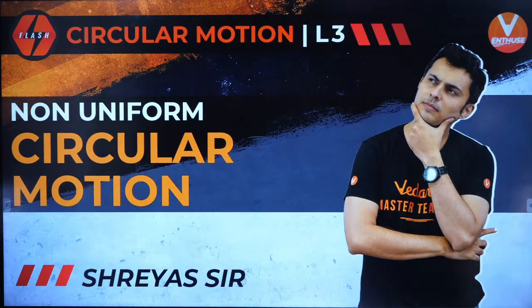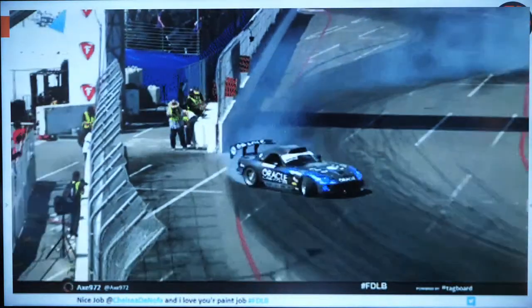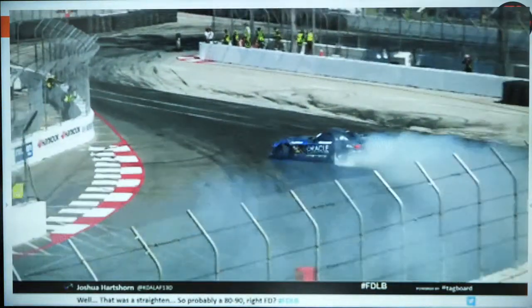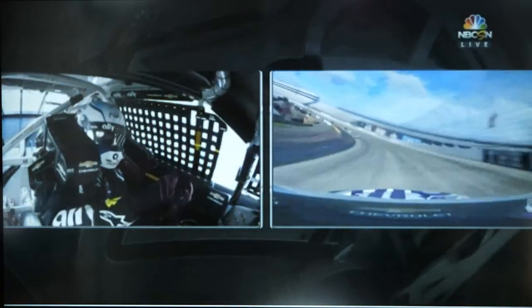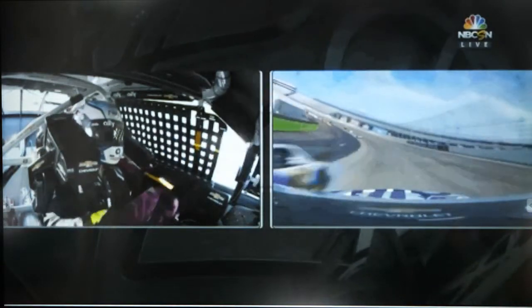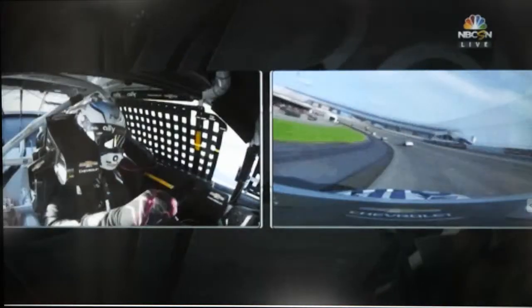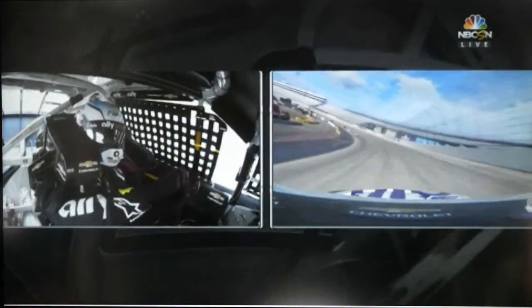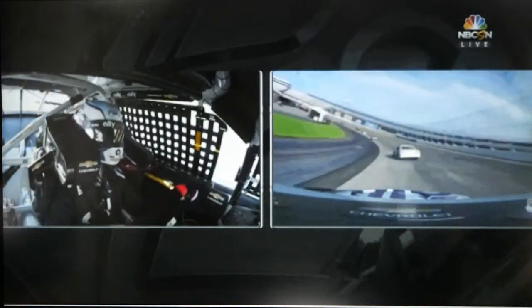Good evening, JEE enthusiasts. After drifting into uniform circular motion, let's move ahead and go around the corners by bending. We drifted in the previous session. Now let's bend a little along those nice curves and see why we need to bend. What is the reason you have to tilt your bike when you are going around a corner?